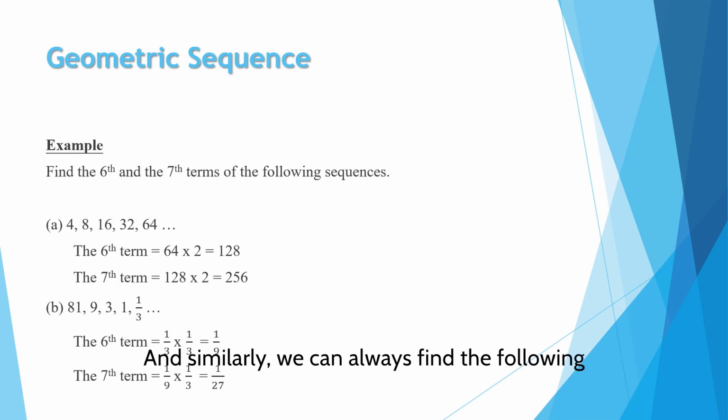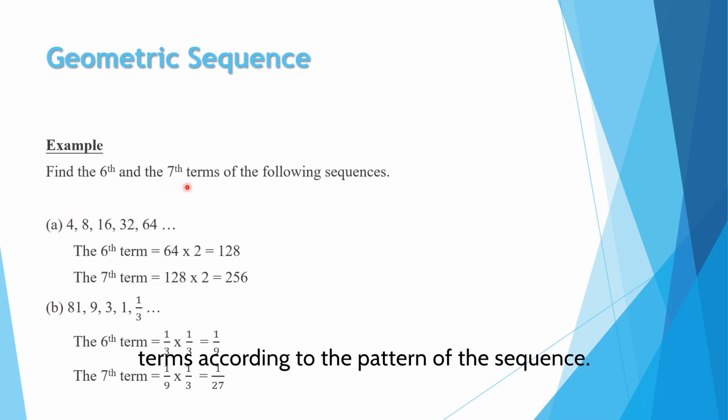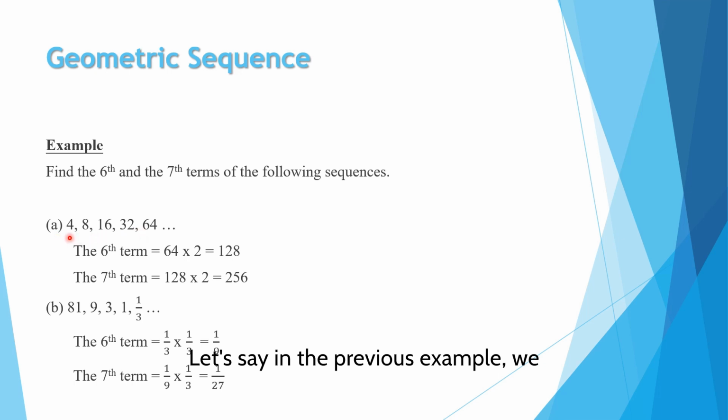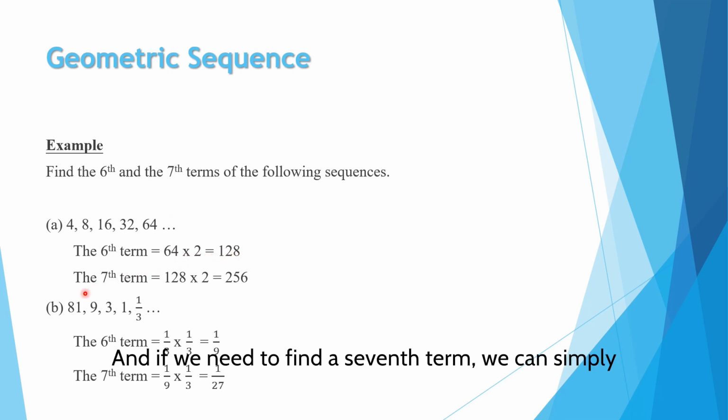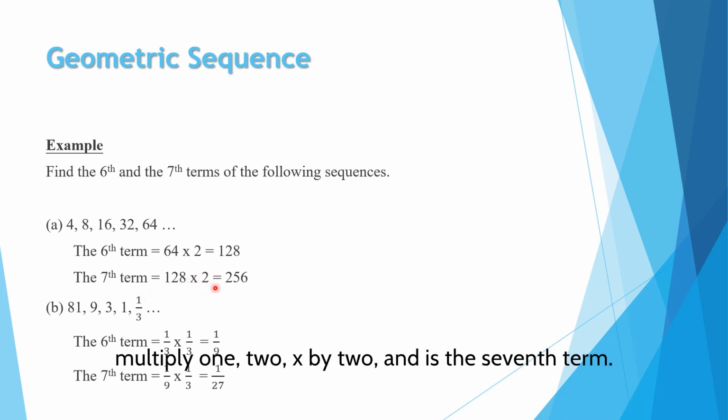And similarly, we can always find the following terms according to the pattern of the sequence. Let's say, in the previous example, we have the geometric sequence of 4, 8, 16, 32, and 64, and we already know that the ratio is times 2. So if we need to find the sixth term, we can multiply 64 by 2. It gives the following term. And if we need to find the seventh term, we can simply multiply 128 by 2.